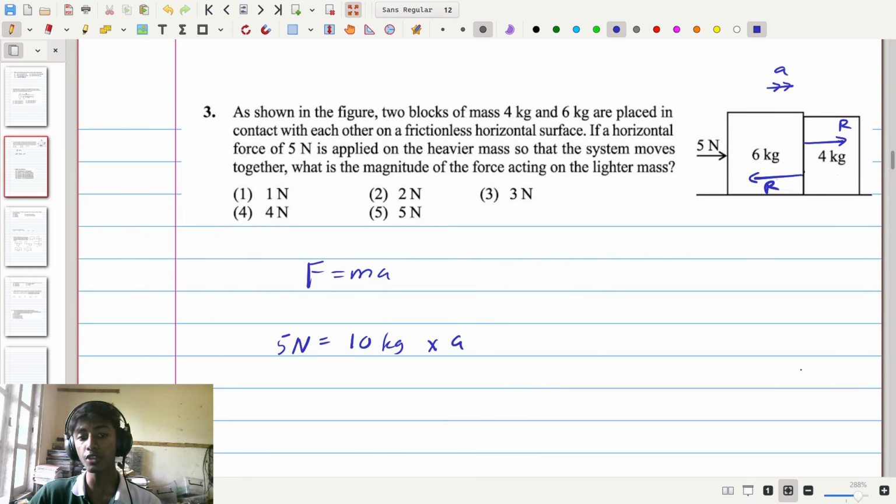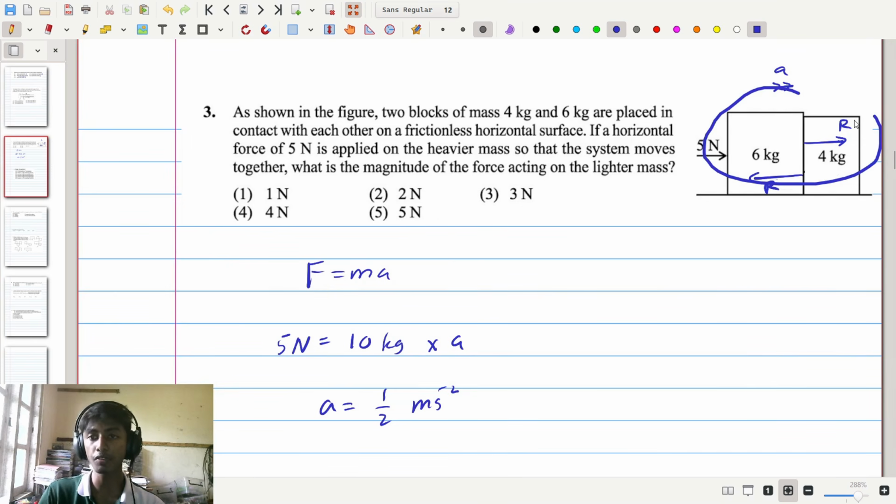a. And due to this, we can see a is going to be equal to 5 over 10, or 1 over 2 newton per kilogram, or meter per second squared. So this is the acceleration of both of these blocks.